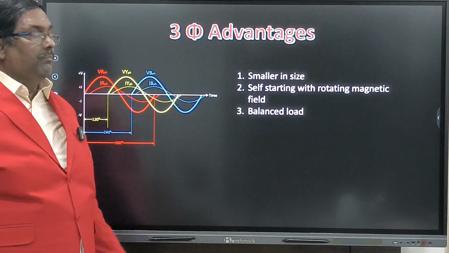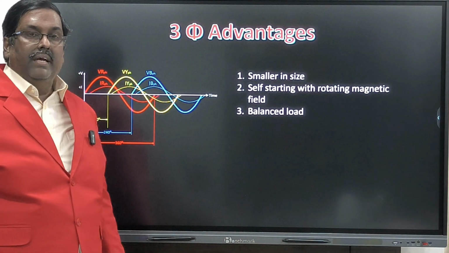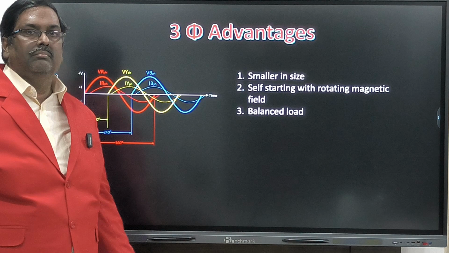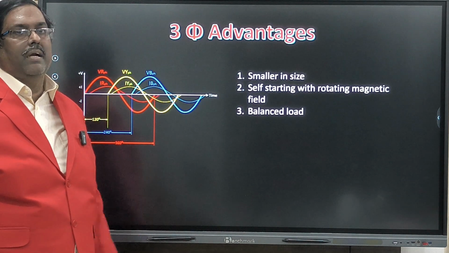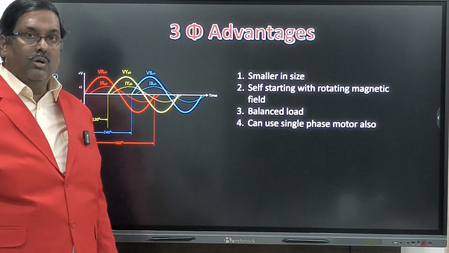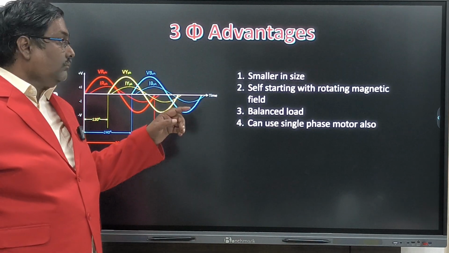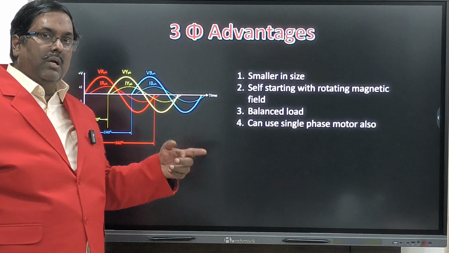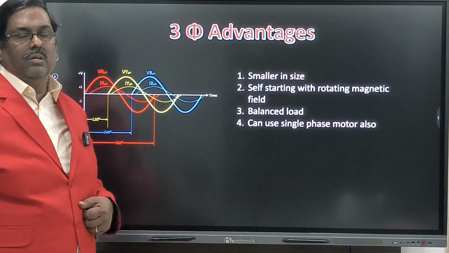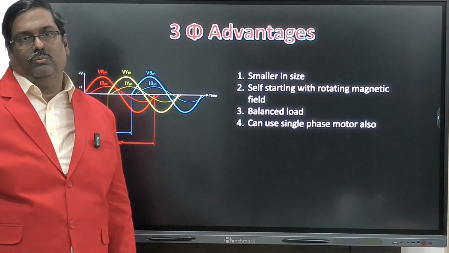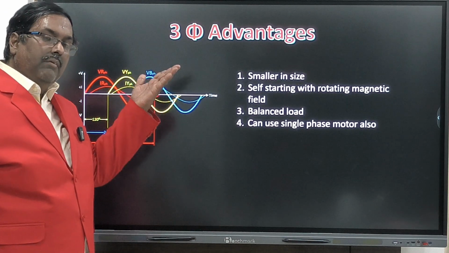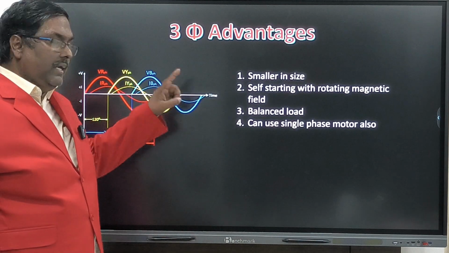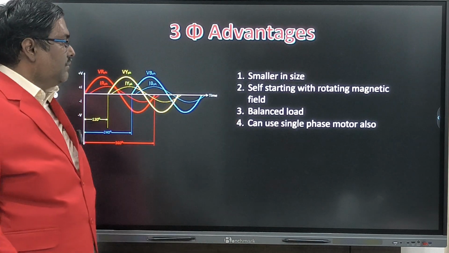Balanced load is possible because 3 phase is there. We need not put all the load on one phase only. We can distribute the load across 3 phases so that we can get a better balance. We can also use a single phase motor, because the alternator has a 4-wire system with a neutral line. Any one phase and neutral gives 220 volts, like our houses use. So we can use a single phase motor, and 3 phase also. If you directly use all 3 lines, RL, YL, BL, that is 3 phase. If you use any one phase and the neutral, that is single phase.